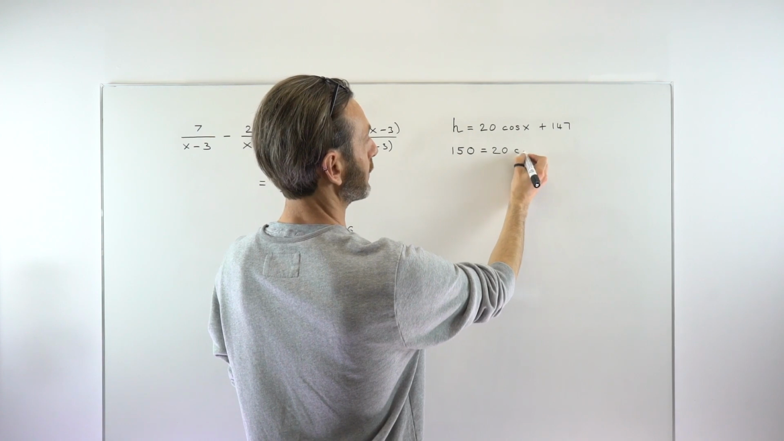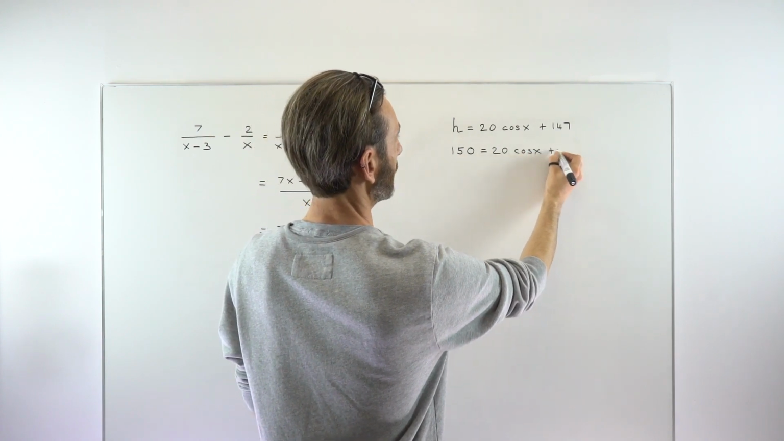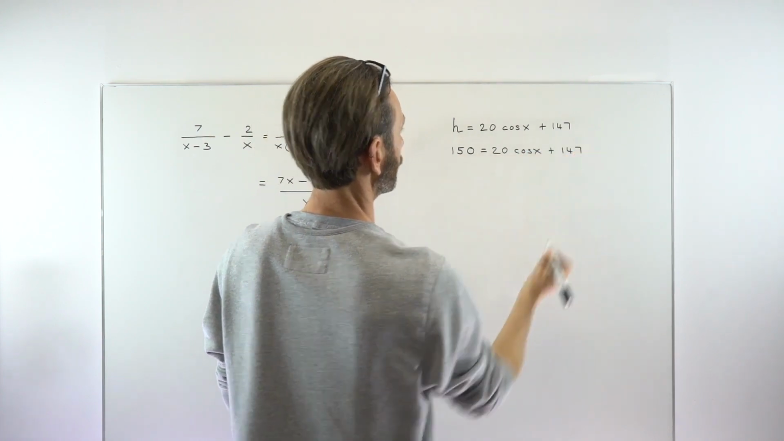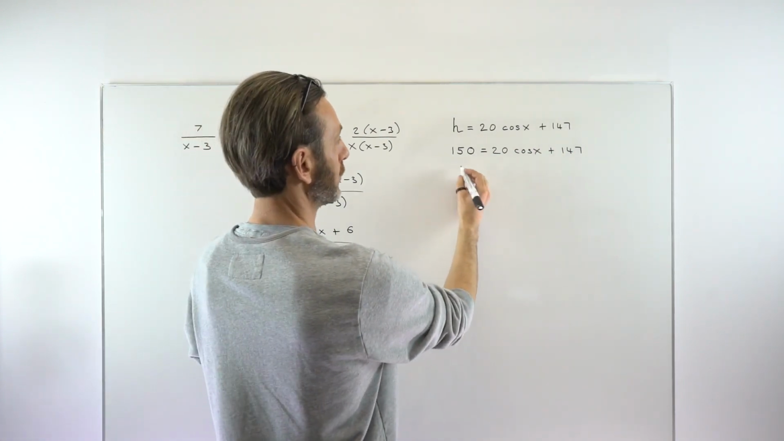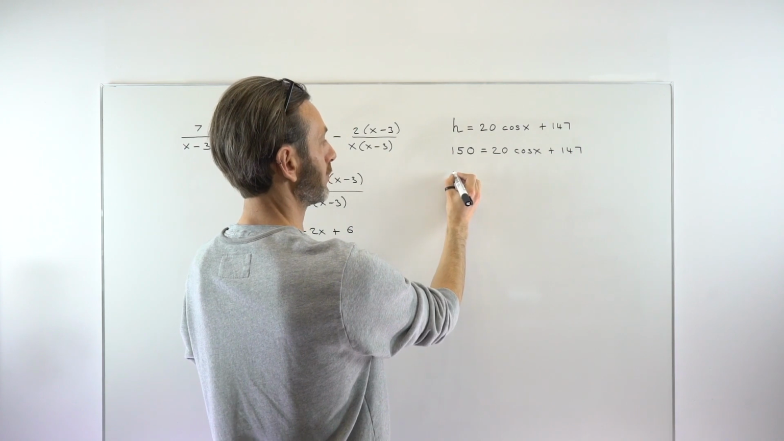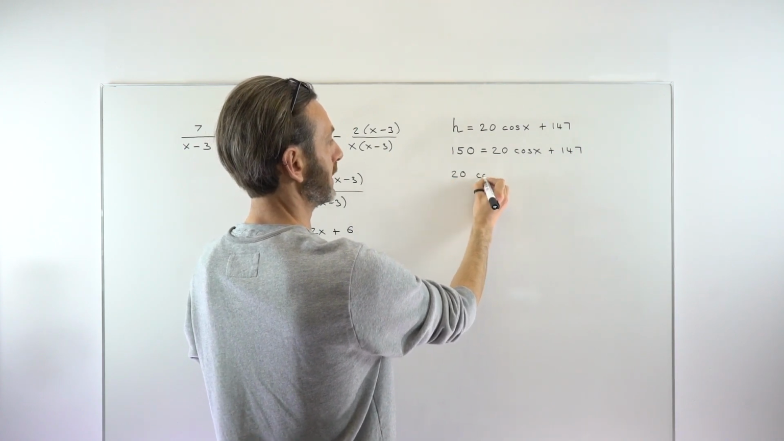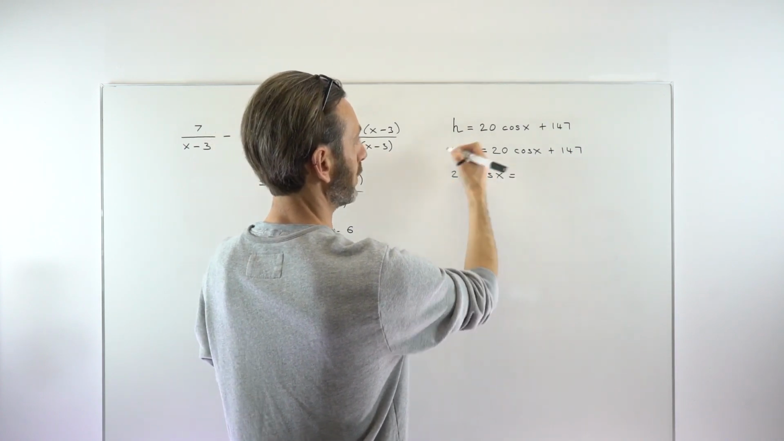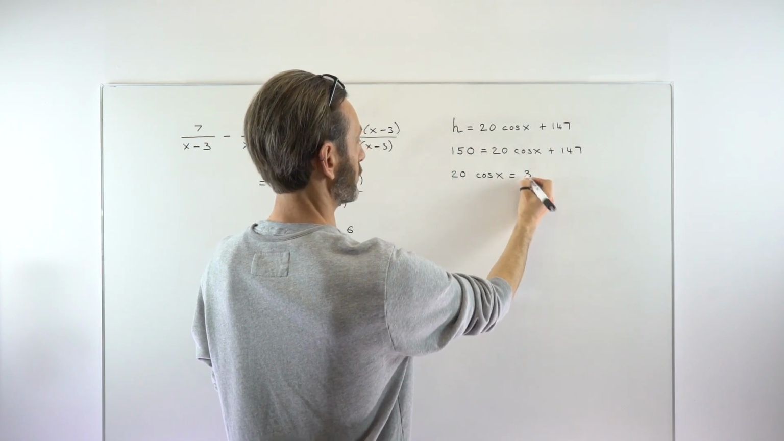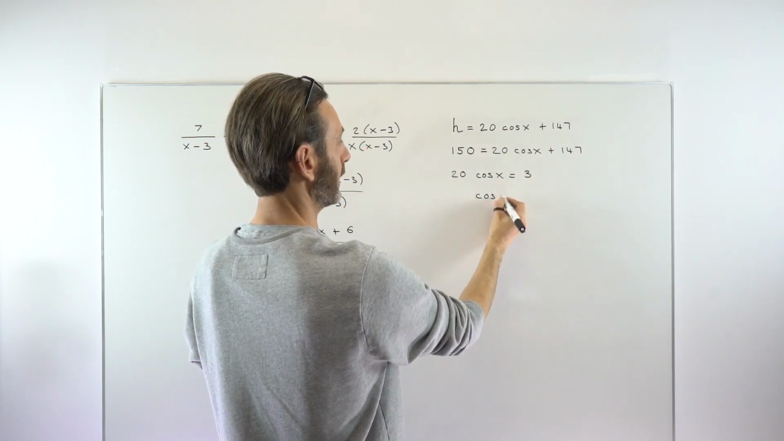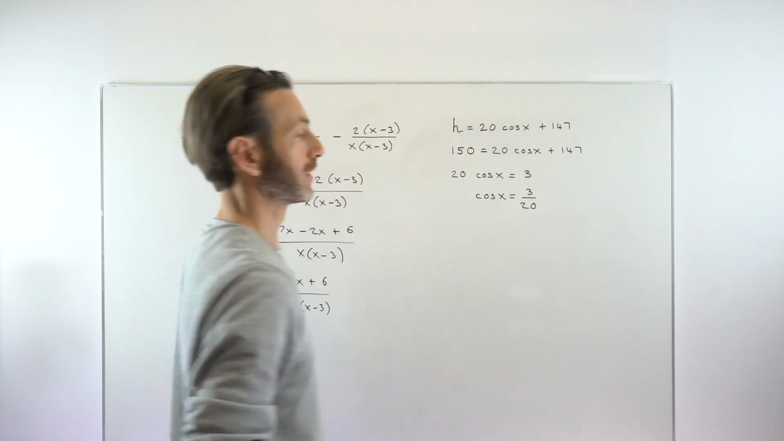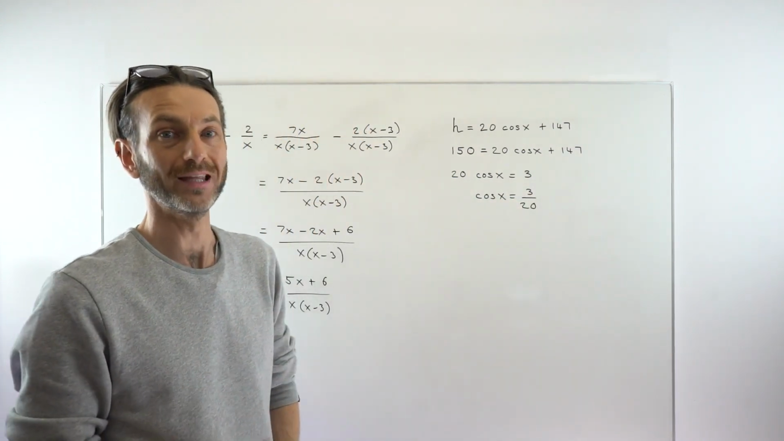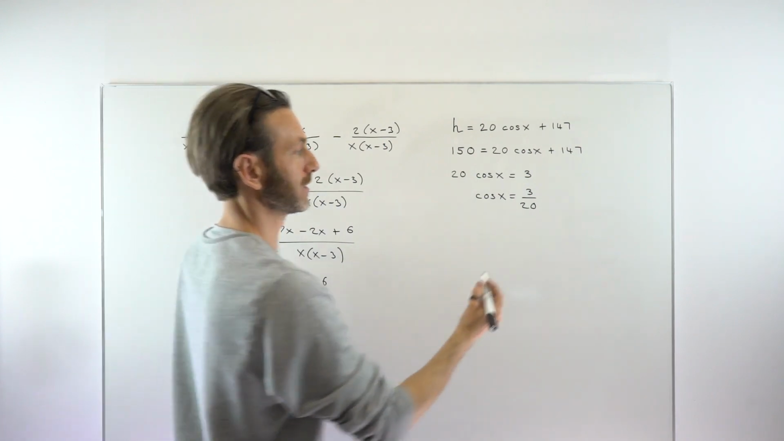But as soon as you do that, you've turned this into a trigonometric equation. And because it's a trigonometric equation, we now need to go through the actual steps. So I'm just going to subtract 147 from both sides. So we're going to get 20 cos x equals 150 minus 147, which is just 3. Dividing both sides by 20. Just going through the normal steps at this point that you would in a trigonometric equation. I know it's not easy in the context, but the actual working is easy enough.